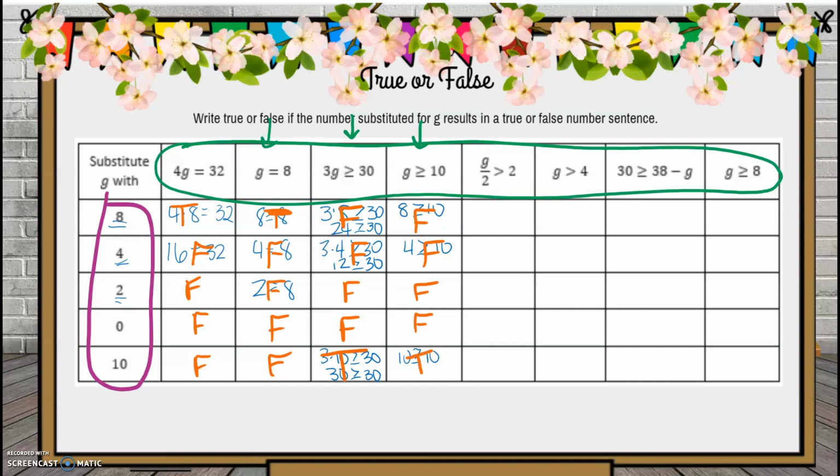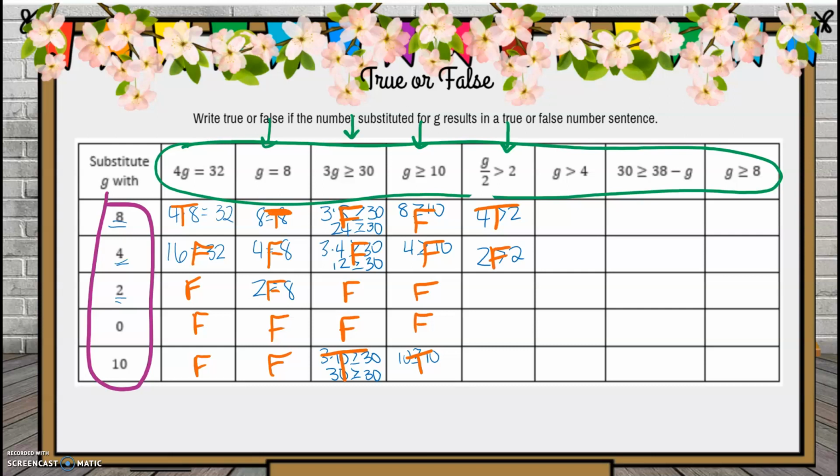So now if I keep going to the next column over, where G over 2 is greater than 2. So what about if I replace G with 8? 8 over 2, is that greater than 2? Well, I know that 8 over 2 is equal to 4. Is 4 greater than 2? That is true. Let's try if we're replacing G with 4. So is 4 over 2 greater than 2? I should know that 4 over 2 is equal to 2. Is 2 greater than 2? That answer is false.